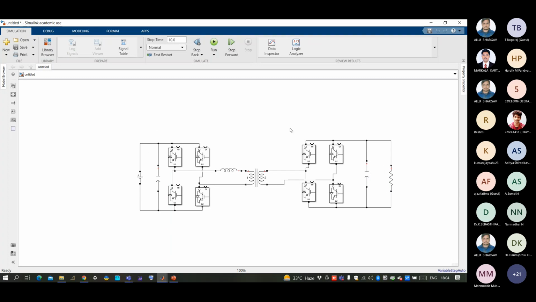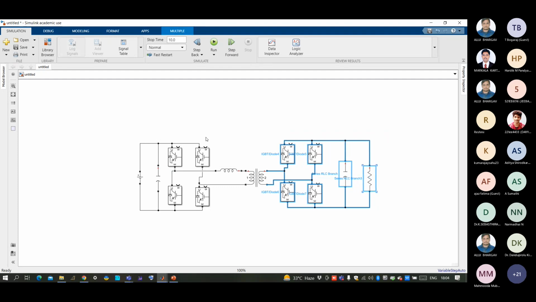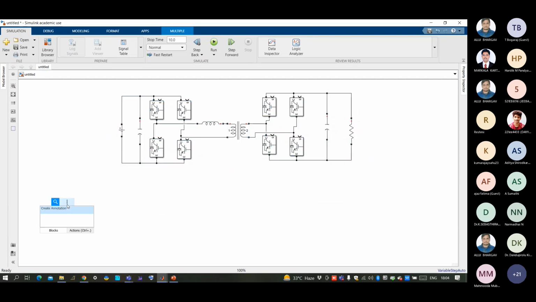Now we are done with the H-bridge. Now let's construct how to control these gate pulses. Now we need to generate a 50% duty cycle pulse generator for this primary H-bridge and secondary H-bridge. So let's take the pulse generator.